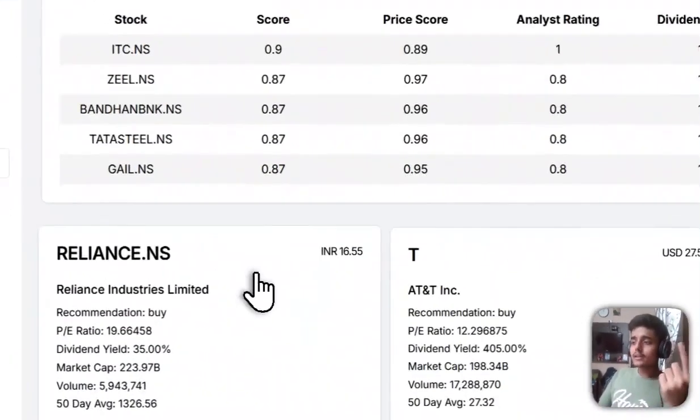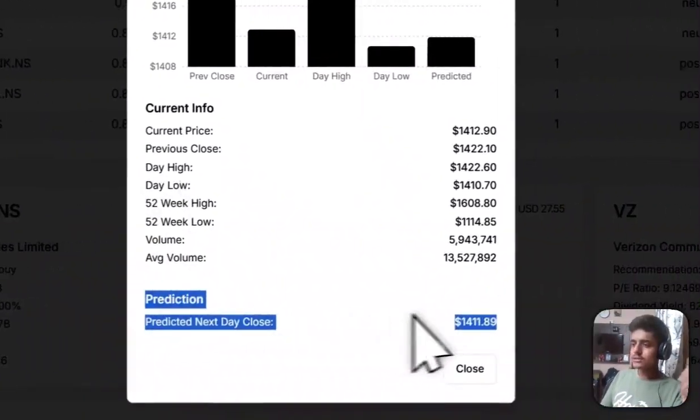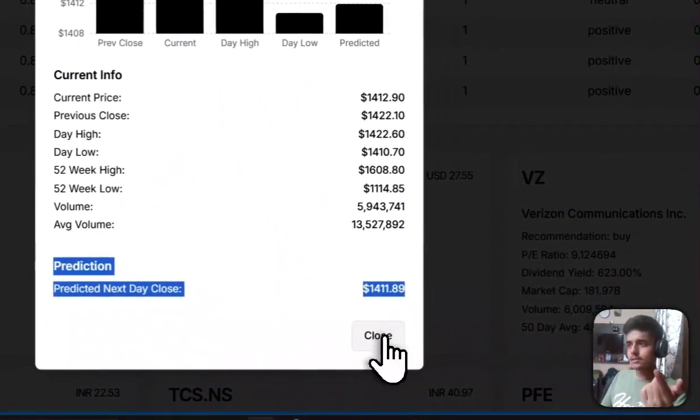We are also predicting the next day's closing price using a random forest regressor, as you can see over here. This is our predicted closing price for the next day.